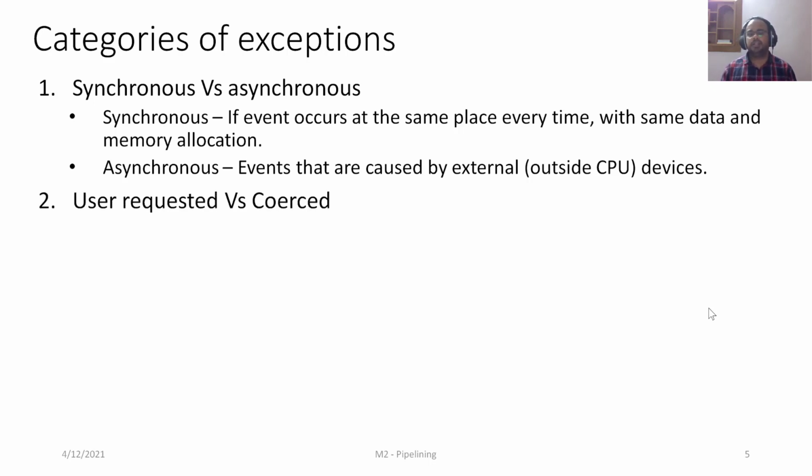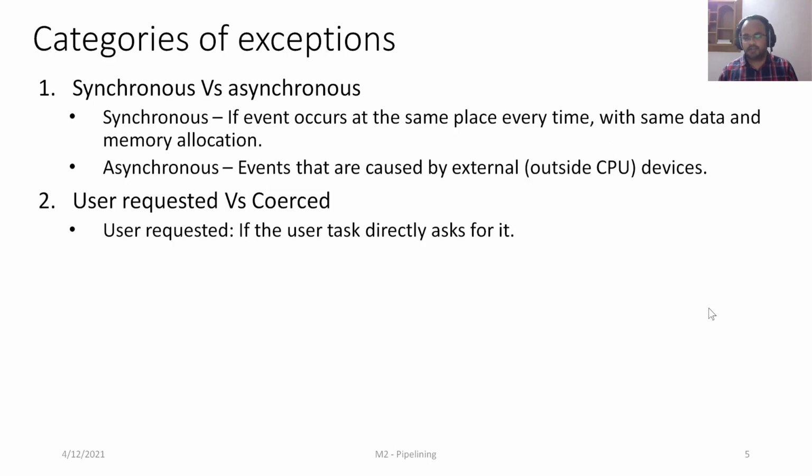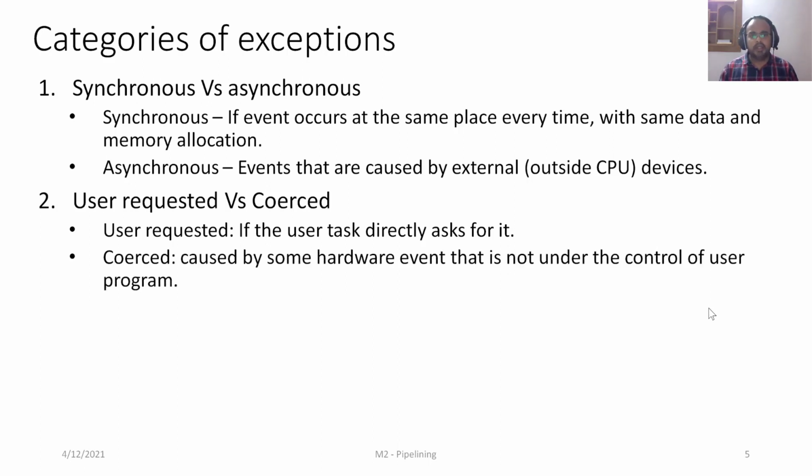The second categorization is whether the exception was requested by the user or not. If the user has requested it, then it's called user requested. Otherwise, it's also called coerced. Typically, the coerced exception would be caused by some hardware event which is not under the control of the user program that is currently under execution. Coerced exceptions are typically harder to identify and implement.